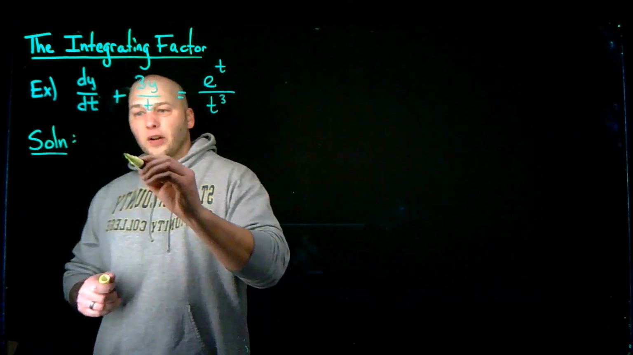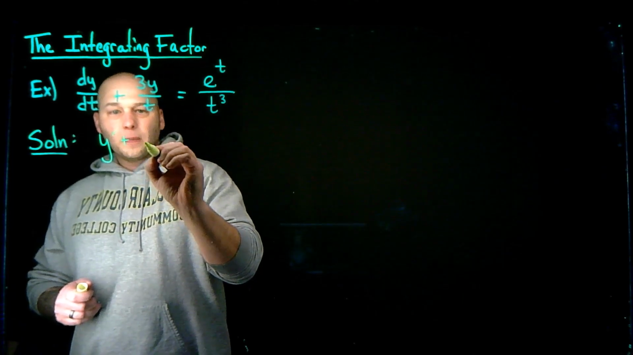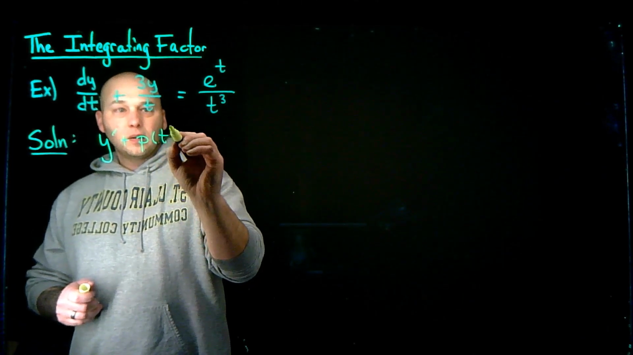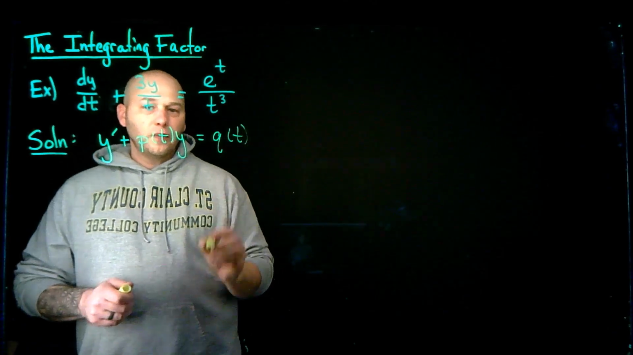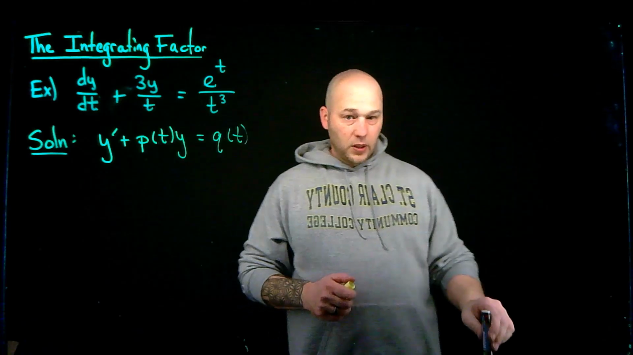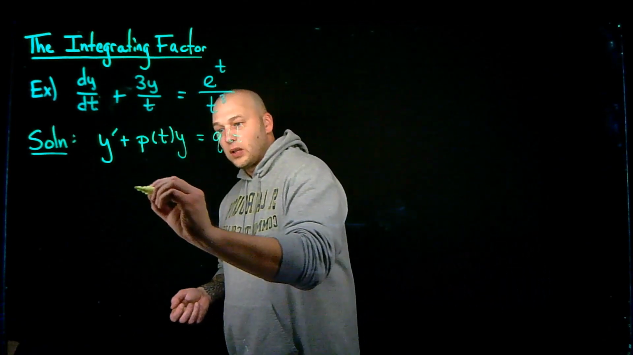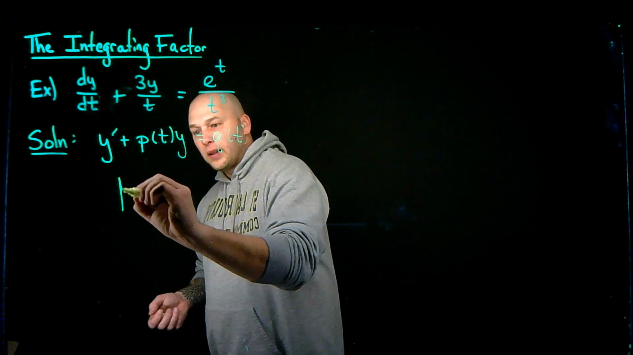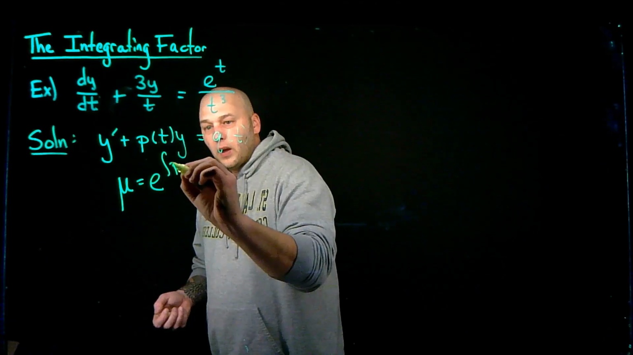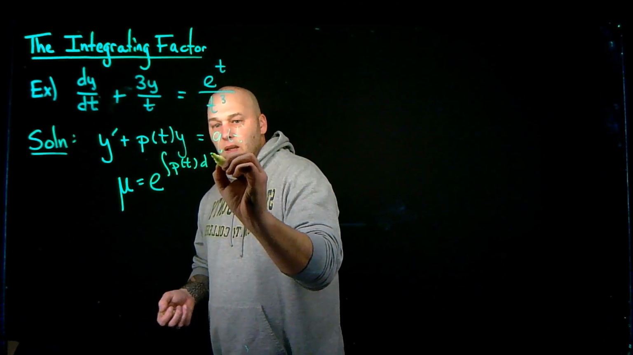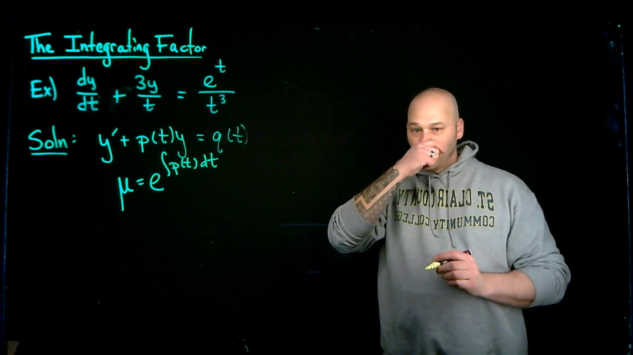Once I have a differential equation of the following form, y prime plus p of t y is equal to q of t, so once my differential equation is in that particular form, we can use what's called an integrating factor, which is given by the following. The Greek letter mu is equal to e to the integral of p of t dt. So notice that the integrand there is the coefficient of y in the differential equation.